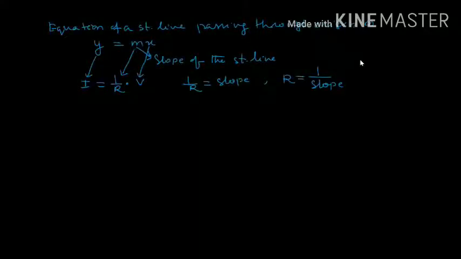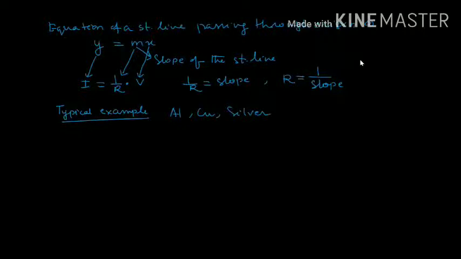Now we take a typical example. Consider two metals. Metallic wires obey Ohm's law. So metals are ohmic conductors, like aluminum wire, copper wire, silver wire. Aluminum, copper, silver, these are ohmic conductors. Now we consider two metals.